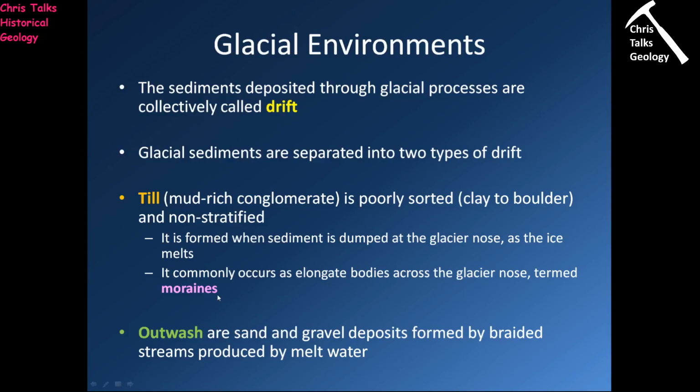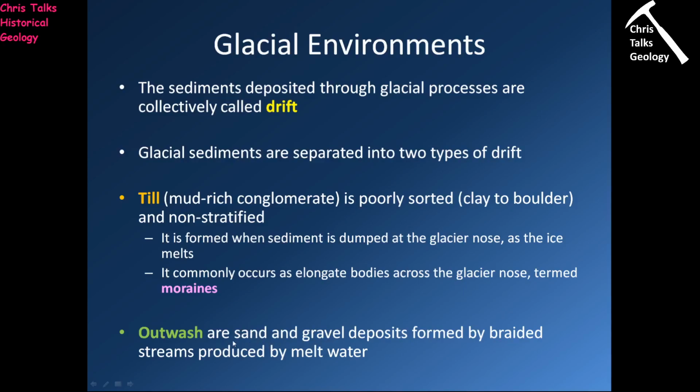Now, obviously, because a melting glacier will produce quite large amounts of water, that water that's produced as the ice melts will erode and redistribute some of the glacial till. And this produces a range of sediments which we refer to as outwash. So outwash sediments tend to be sand and gravel dominated deposits.